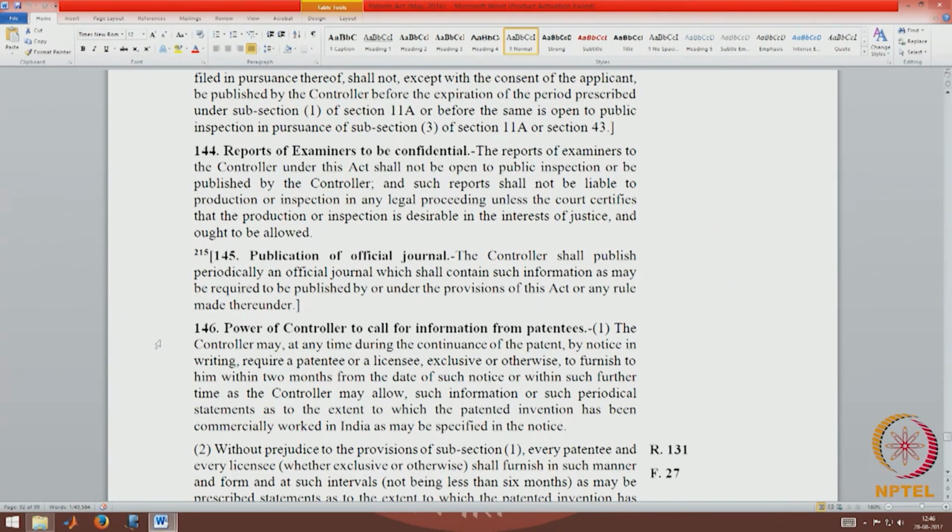The Patent Office has a journal. 145 refers to the publication of the official journal, and it is published every week. The applications that are published are notified in it. The grants are also notified, and if there is any amendment to a patent, amendments are also published. So, this is the official journal, and it is available at the Patent Office website. A soft copy is available.